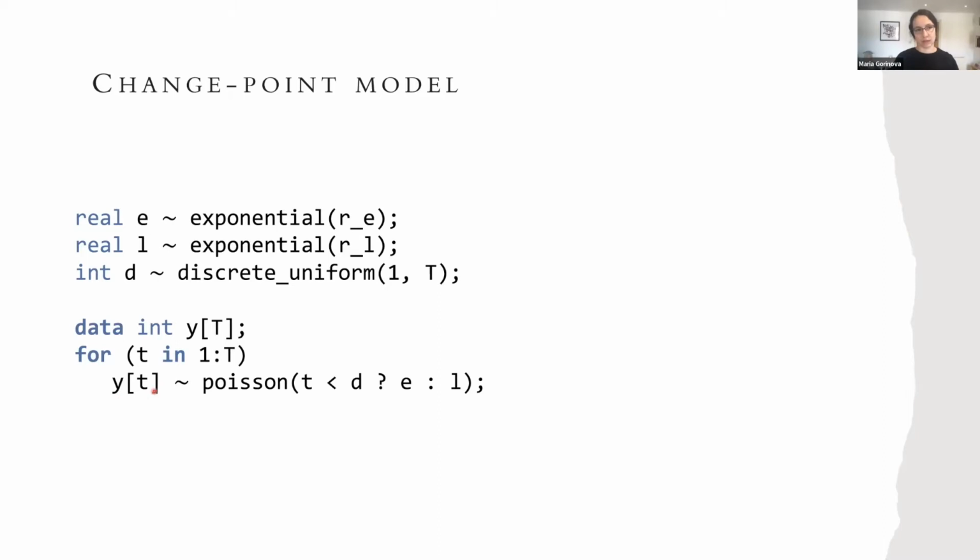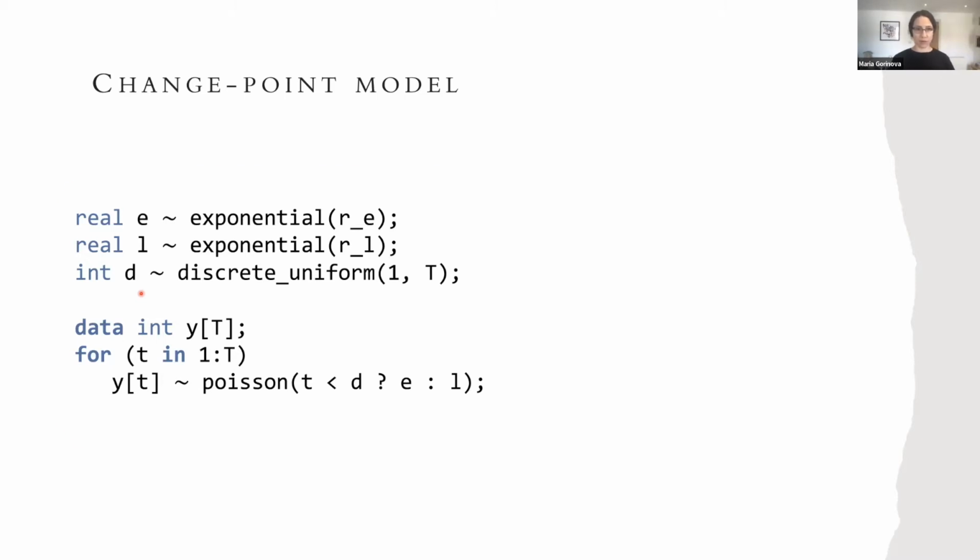We see here that each data point Y is the number of disasters that happened in year T. If this year T is before D, the change point in time, then it's the early rate, and otherwise it's the late rate. And of course, D is an integer, so this is a discrete parameter. And we want to write this program as it is in our language instead of marginalizing it out by hand.